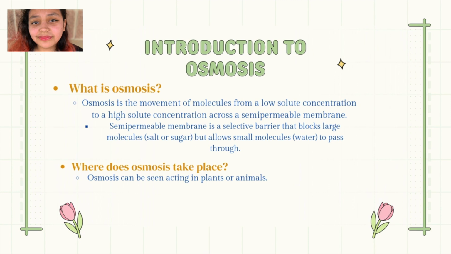Where does osmosis take place, if you're wondering? It can be seen acting in plants or animal cells. It can also take place in your own human body, such as within your blood cells.